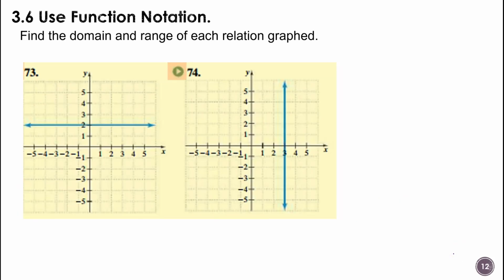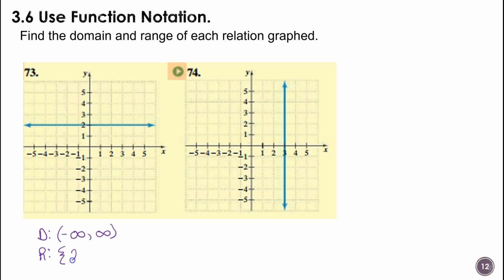All right, and domain and range of these relations. Okay, so the first one is a horizontal line. And my domain on this is going to be negative infinity to positive infinity because it just keeps going left and right, right? The x's can be anything. But the range is simply one number, and that one number is where it's going through, right? It's at 2. So the only y coordinate on this is 2.